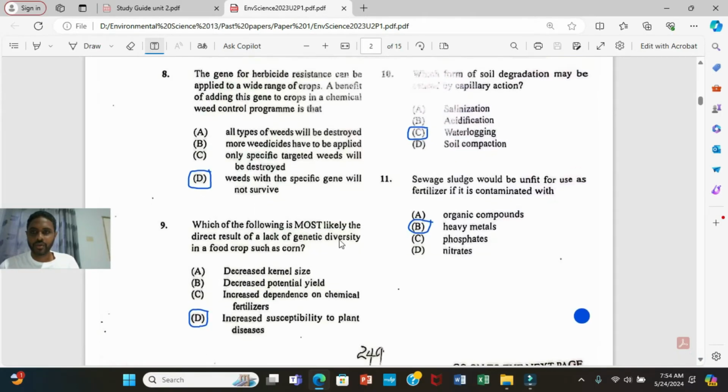All right, number eight, the gene for herbicide resistance can be applied to a wide range of crops. Benefit of adding this gene to a crop is a chemical weed control program. The answer would be C, that only specific targeted weeds will be destroyed, guys. But the crop, remember, the gene is added to the crops, so the crops won't die because the crops have that gene, but the other weeds around the crop will die.